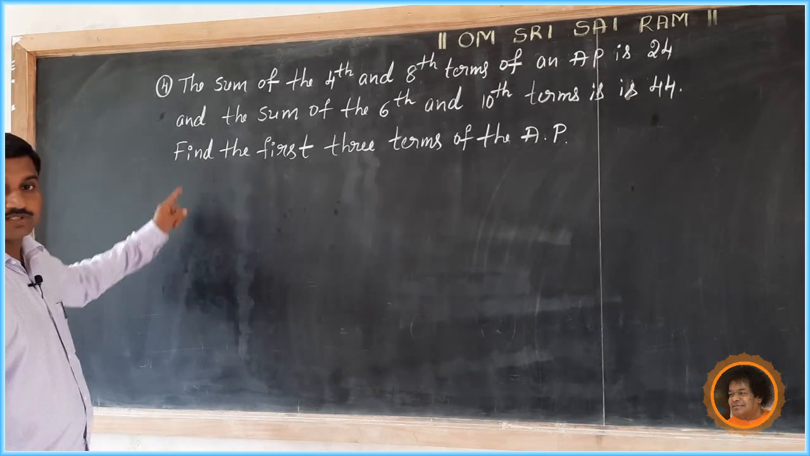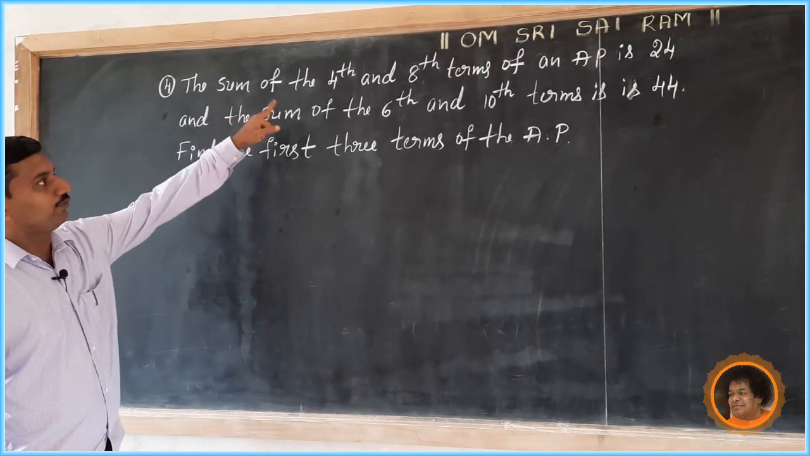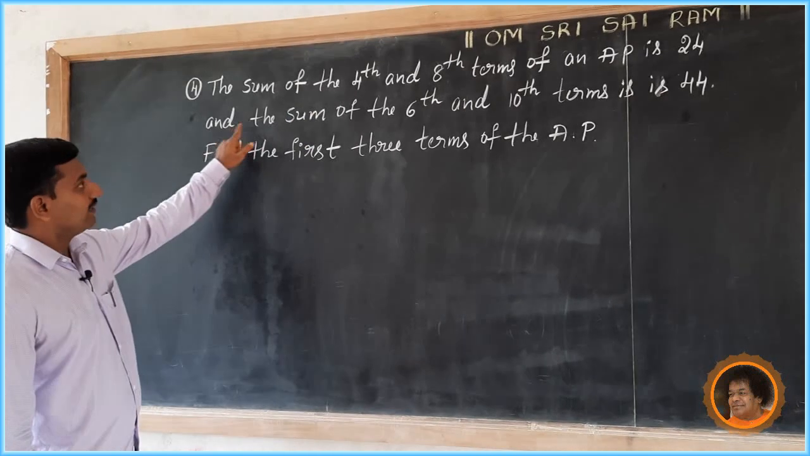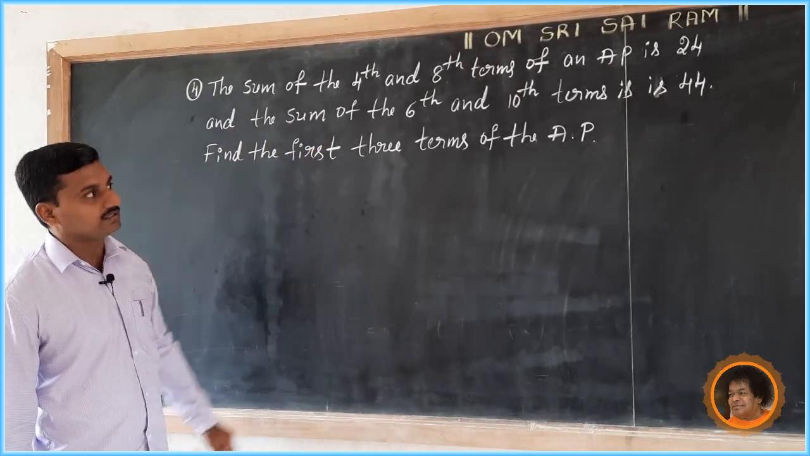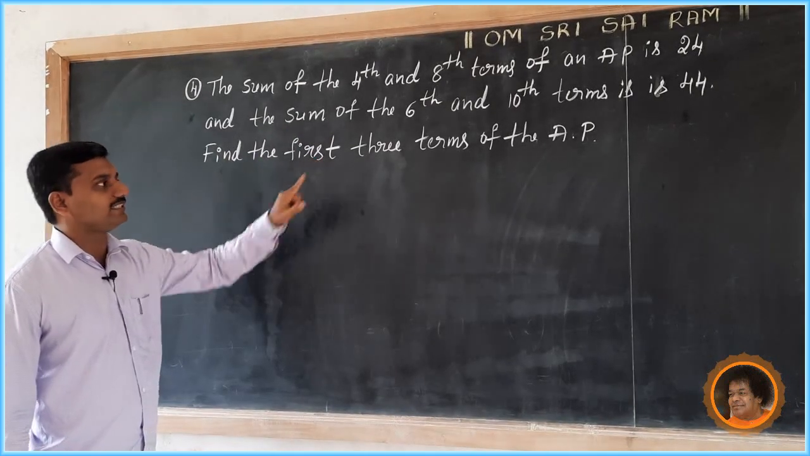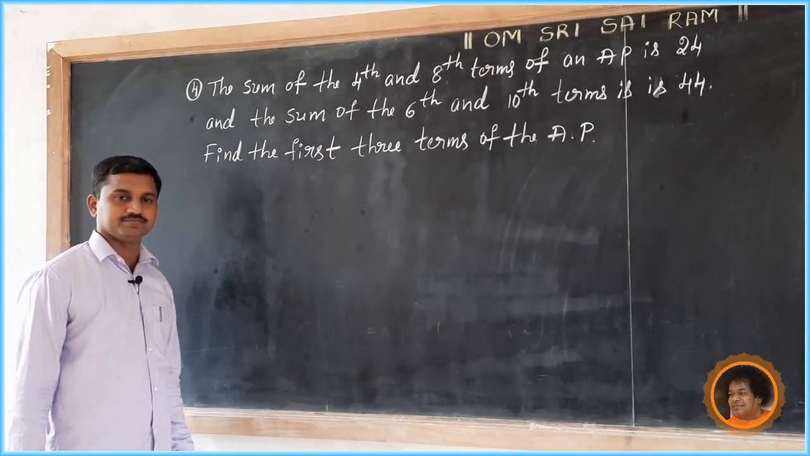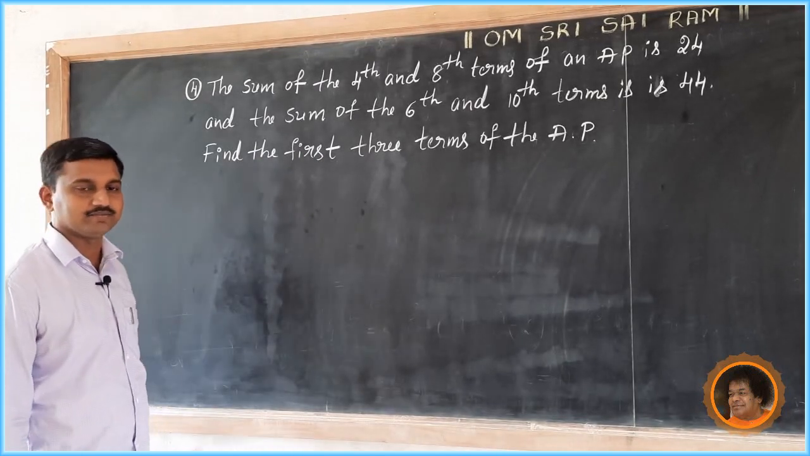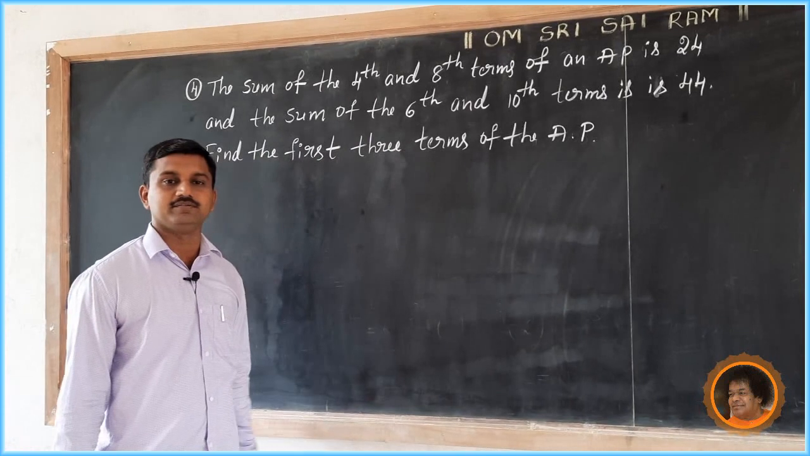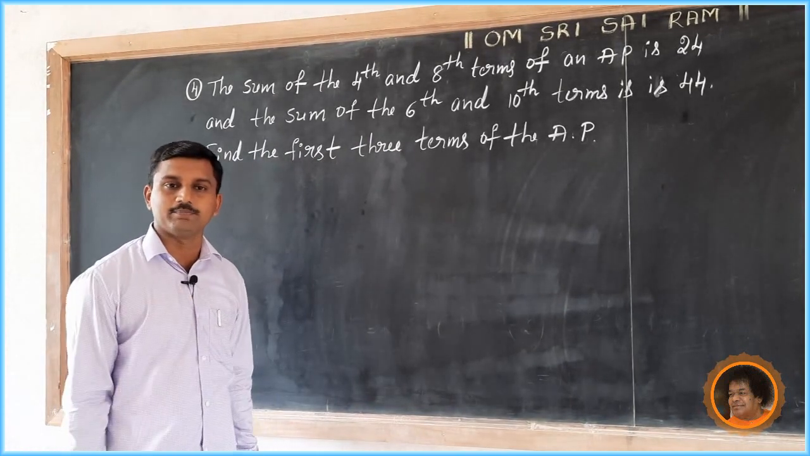Go through the next question. The sum of the 4th and the 8th terms of an AP is 24 and the sum of the 6th and 10th terms is 44. Find the first 3 terms of the AP. Understand the question correctly. What is the question given? Find the first 3 terms of the AP. Which are the 3 terms of the AP?